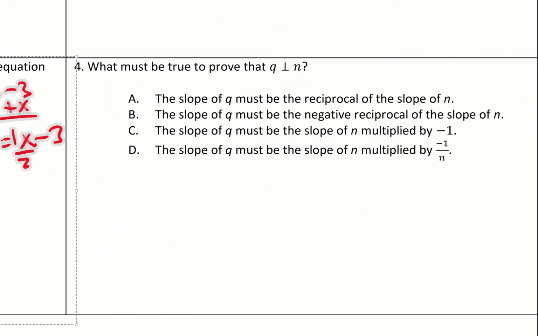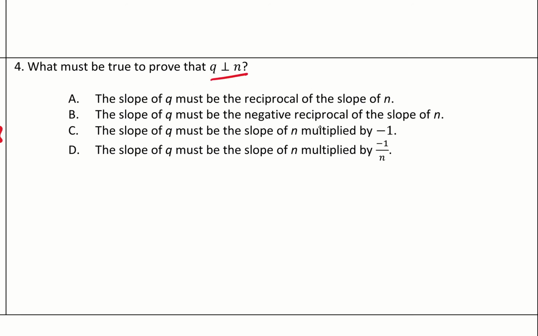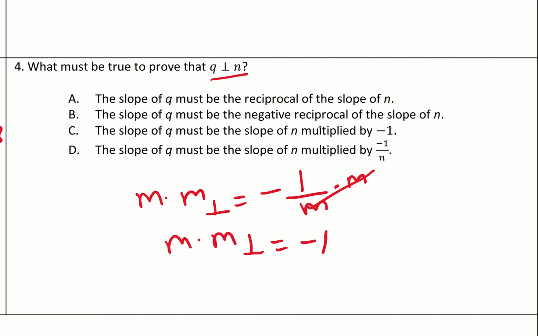All right, so for number 4, what equation must be true to prove that Q is perpendicular to N? Remember, for 2 slopes to be perpendicular, right, then you have to do the negative reciprocal of the other slope. So you flip the slope and then you change the sign to its opposite. However, if I move this m over to the other side by multiplying it, I get that if I multiply the 2 slopes, I get -1. So there's 2 ways to do it. The product of the slopes is -1, or the slopes are negative reciprocals, okay?